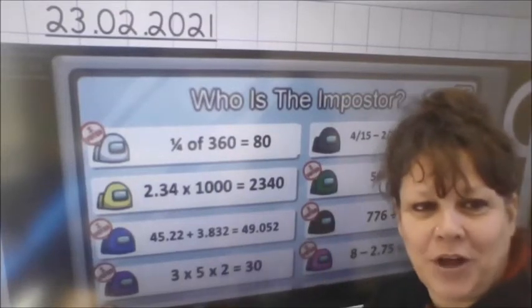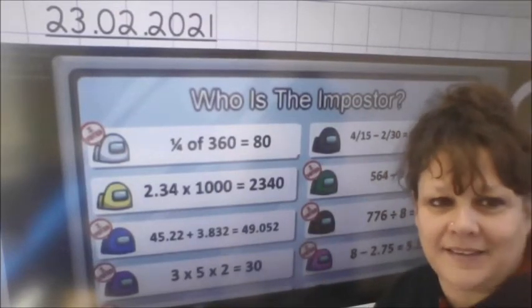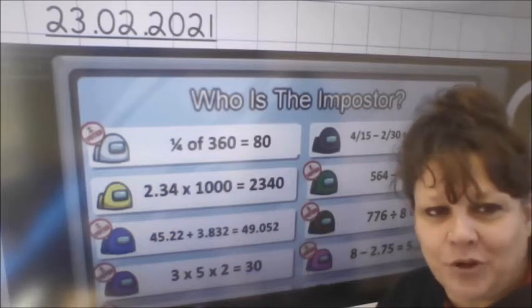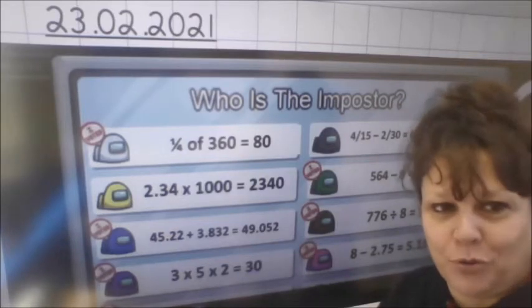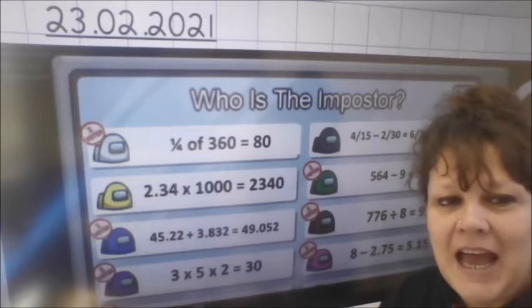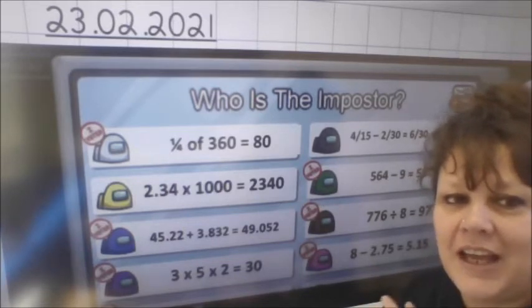Good morning, year six, and welcome to Tuesday's maths lesson. We're going to warm ourselves up mathematically with an imposter board. You're going to have a little look and see if you can find the two imposters that are here.